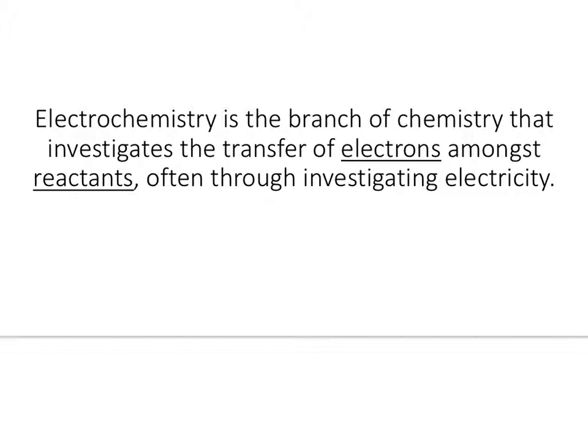So electrochemistry is the branch of chemistry that investigates basically the transfer of electrons amongst reactants. As in, we don't think of them as going from reactants to products. We're more looking at them going from reactants to reactants. Now, it doesn't really change a whole lot of what we're looking at, but typically this ends up investigating electricity, hence electrochem.